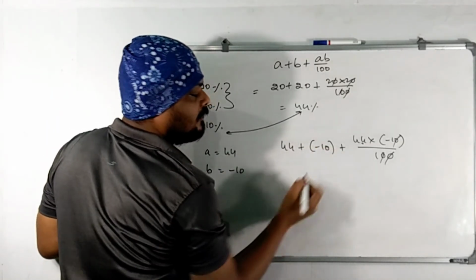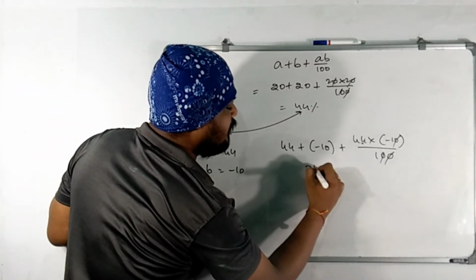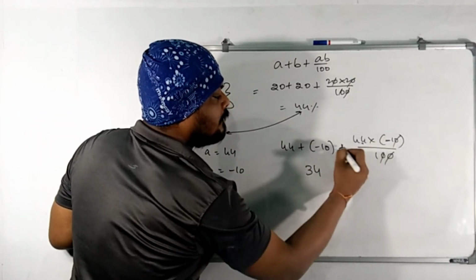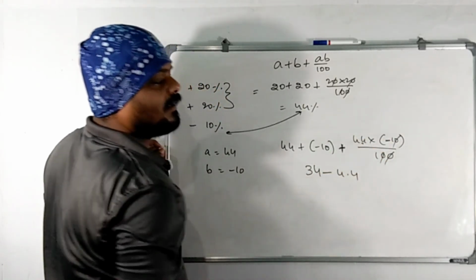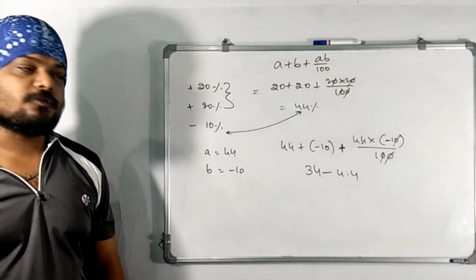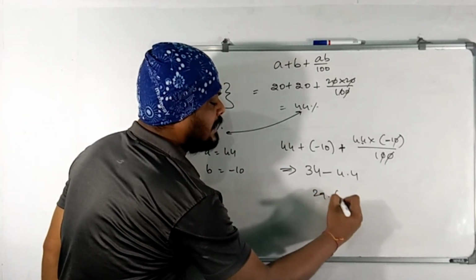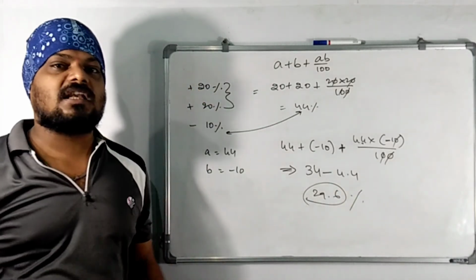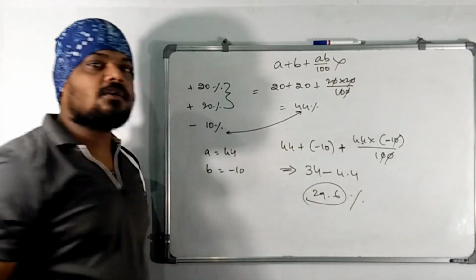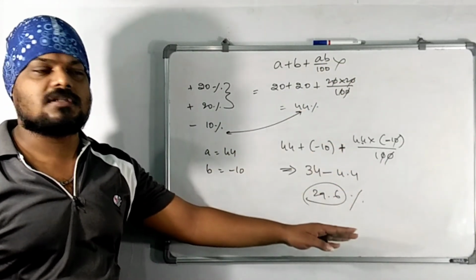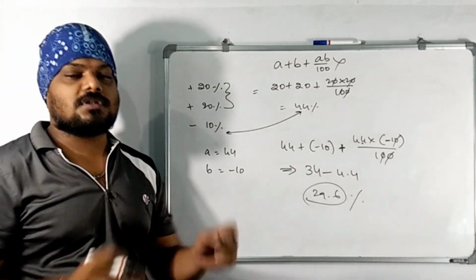Later, 44 minus 10 is 34 units. Plus into minus is minus. So 34 minus 4.4. You calculate this 34 minus 4.4, you will get 29.6 again. So the overall percentage increase is 29.6. No need to go through the formula. You will get many calculations in this. If you go through the boxes concept, you can solve these types of questions within seconds.